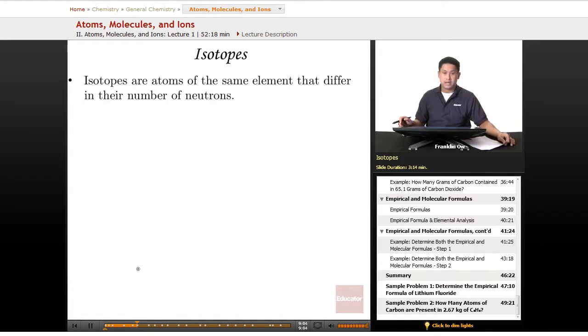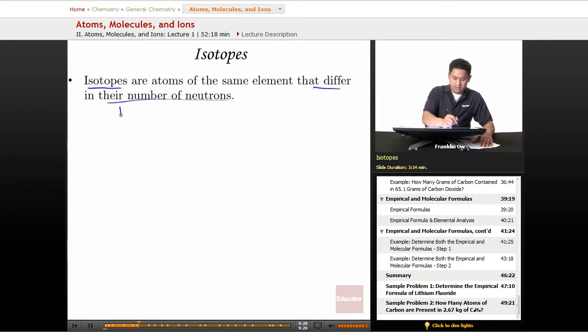All right. Now, one fallacy in John Dalton's atomic theory was that atoms of the same element are all identical to each other. But we're going to learn that atoms of the same element can exist in different forms, and these are called isotopes. And isotopes are atoms of the same element, and they differ only in their number of neutrons. And so the number of protons is going to be equal to the number of electrons. And this is because of charge neutrality. But the only difference is the number of neutrons. So number of n differs.